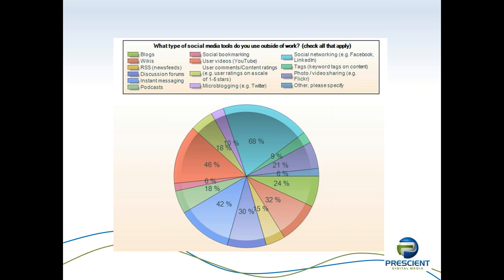Here's how we break down the results, or a sample. You know, what type of social media tools are you using outside work? You see here, people are really using videos, they're using wikis, they're using Facebook, and they're using instant messaging. There's lots of ways to break down the analysis and the presentation of the data. We do bar graphs, we do scatter graphs. It all depends on what the client wants.